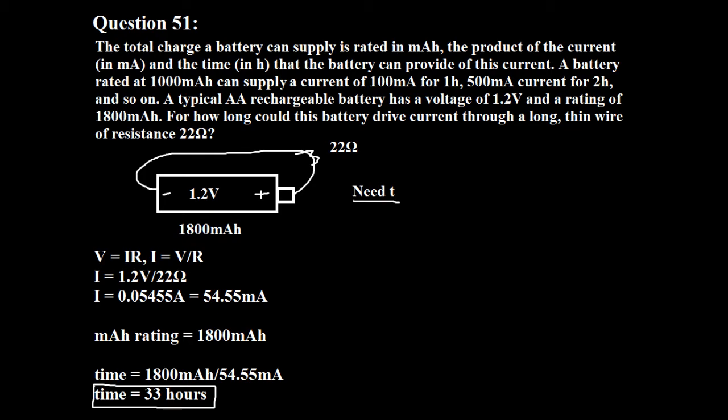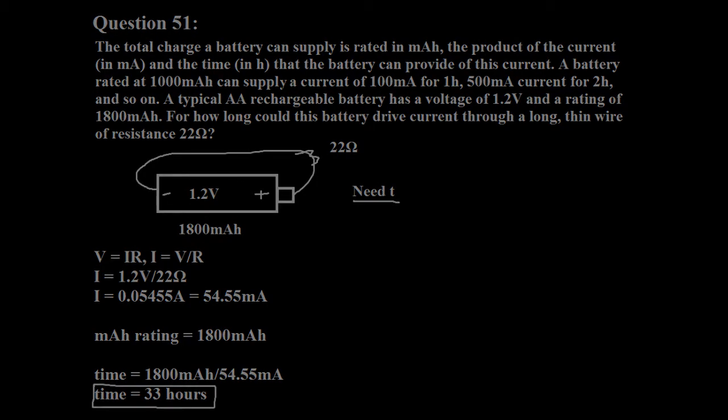Now the mAh rating is 1800 mAh. To get the time, we simply divide that rating by the amount of current. So we would have 1800 mAh divided by 54.55 mA, giving us a time of approximately 33 hours.